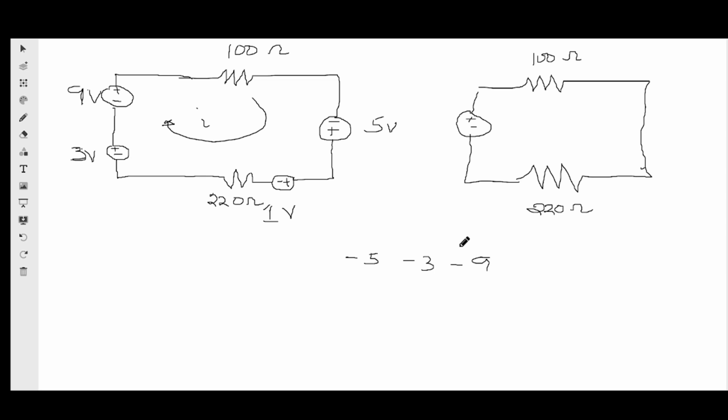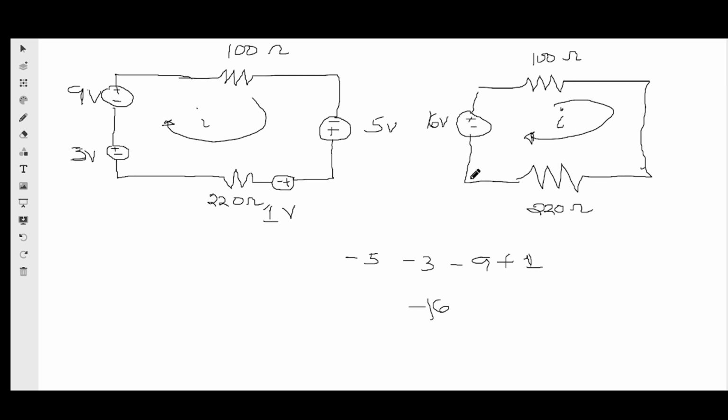Minus 5 minus 3 minus 9. There's 1 volt here, which is plus, so plus 1. So that's minus 16. So definitely we'll be putting 16 volts here. So when I'm still going anti-clockwise, I'll still read it as minus 16.